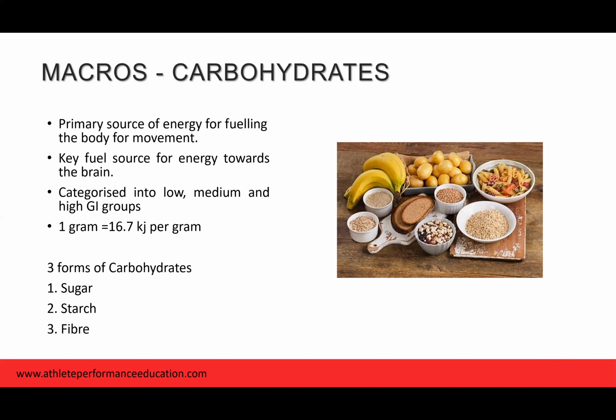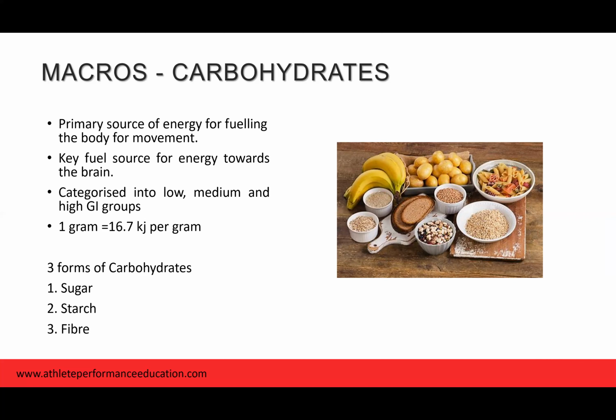This is generally, once carbohydrates are compared to sugars, they'll either be slow release, medium release, or high release sugars. The other thing to understand is we want to know how much energy each gram of macronutrient provides. So in the case of carbohydrates, 1 gram provides 16 kilojoules of energy. So remember that. 3 forms of carbohydrates. We have our sugars, our starches, and our fiber.